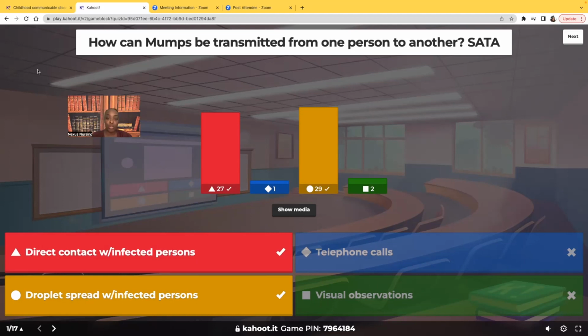Very good. So no, you can't get it via telephone calls, and you can't get it by just visually looking at someone. You have to have direct contact with that infected person, or if they cough or sneeze on you and you breathe in those particles, then you can be infected.